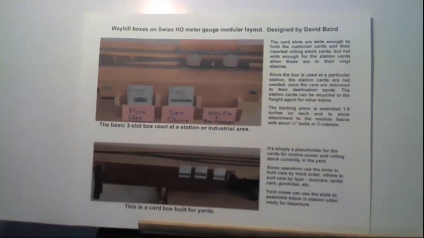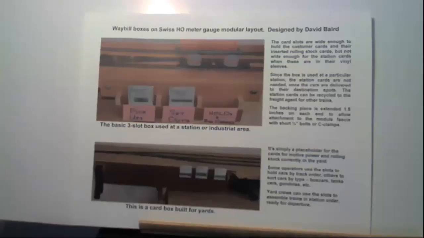And he's got the 3-part box. This is kind of a prototype in the top slide. And the way he's worked it is that the card slots are wide enough for the customer cards, and the rolling stock cards, of course, are in the pockets on that. But they're not wide enough for the station cards. So when you get to a station, you have to take the customer card out and put it into the box at the station. And that's just fine because now it's where it needs to be.